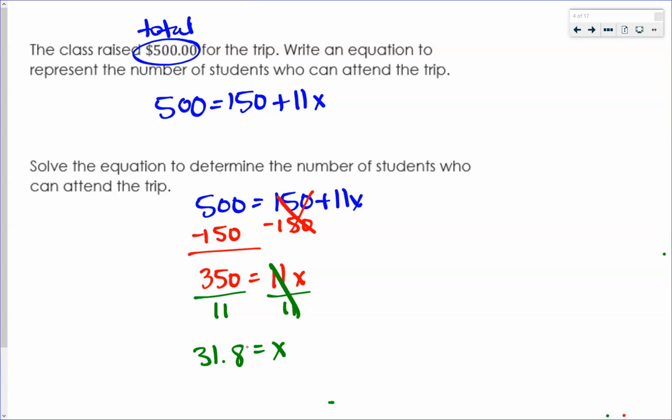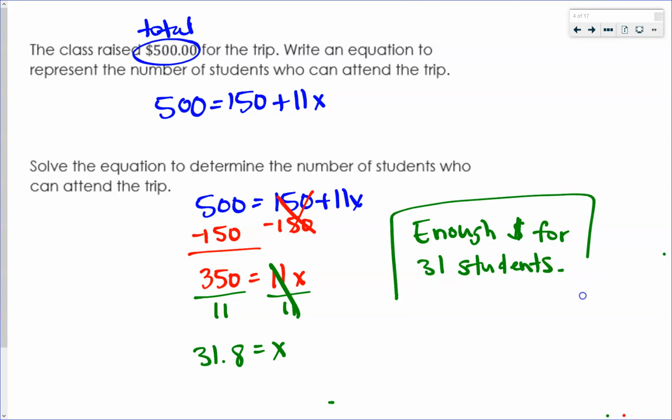Now, I can't take 0.8 students, right? I cannot round this, though, to 32. I don't have enough money for 32 students, right? I have enough money for 31.8. And if I can't take 0.8 of a student, then we only have enough money for 31 students. Again, I cannot round up because I don't have enough money for 32. 32 students would cost too much. It would cost more than $500. I don't have that money. I only have 500.